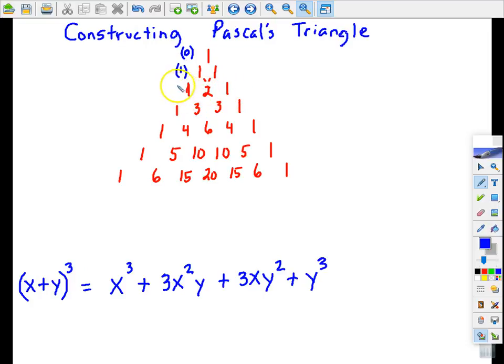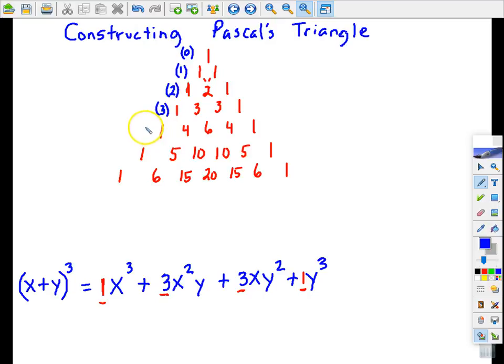The next row corresponds to an exponent 2. This next row corresponds to exponent 3. Now let me stop here for a second. You notice how this binomial has an exponent of 3. And if you compare the row of the triangle that corresponds to exponent 3, do you notice something? These numbers represent the coefficients in the expansion. Okay, keep that in mind. That's going to become important in just a moment.